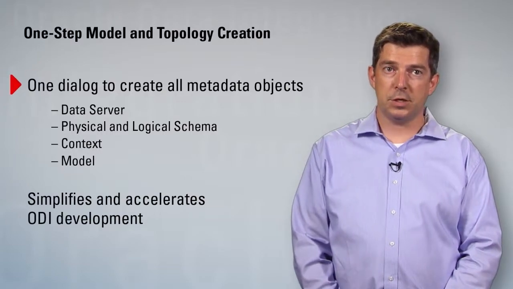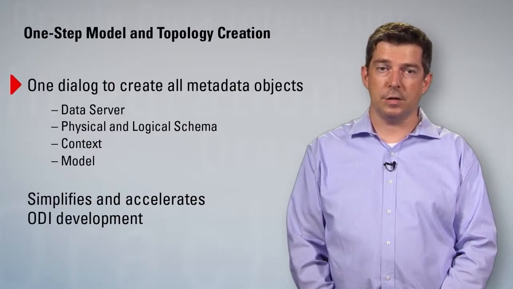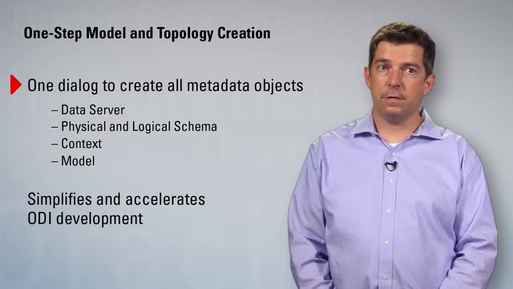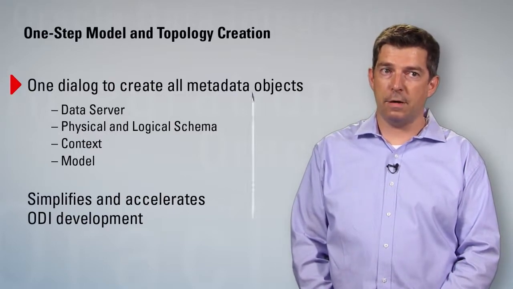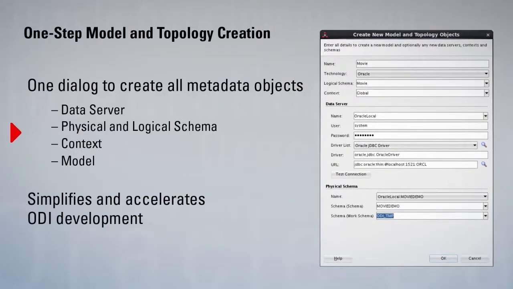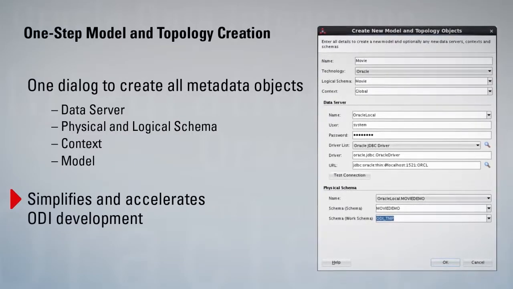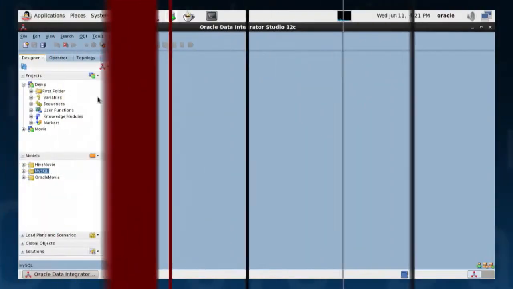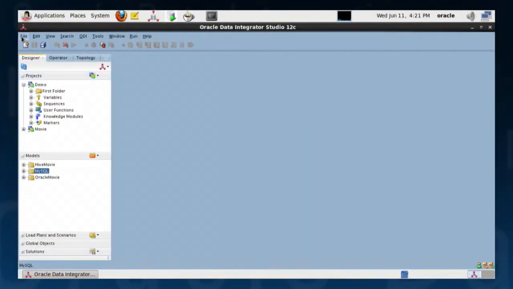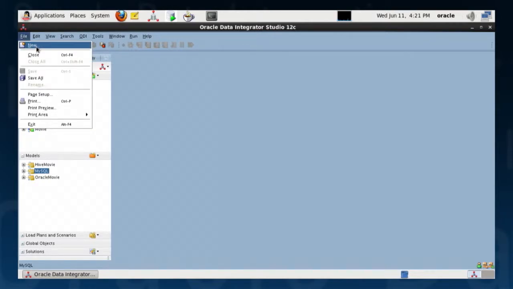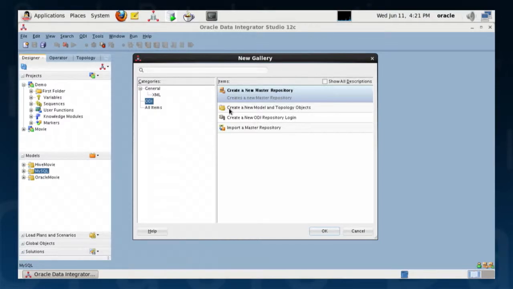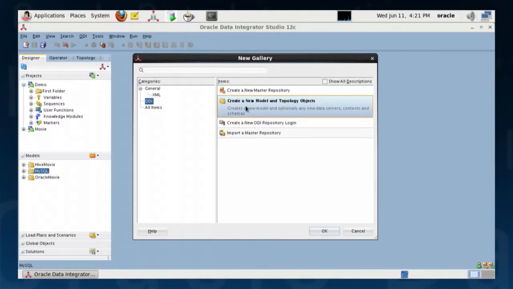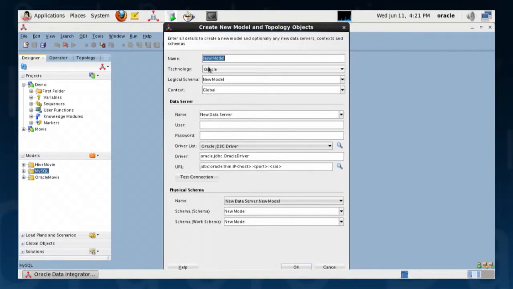ODI makes it much easier to add new sources or targets in a single step. You previously had to separately define 5 different objects, and all of this can now be done in one step, as this demo shows. ODI lets you create new topology objects and models now in the File New menu. You see this new option can create a new model and topology objects, and it will open up a single dialog to create all the objects at once.